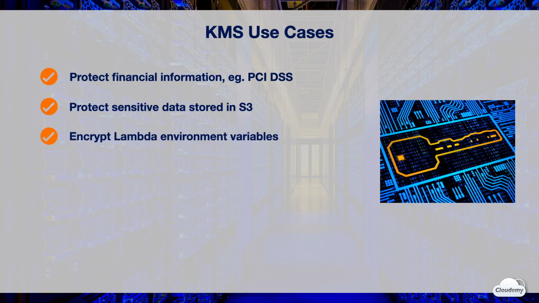KMS is integrated with AWS Lambda. You can use KMS to encrypt configuration secrets, and pass them into Lambda functions as environment variables. When the Lambda function is invoked, the environment variables are decrypted.